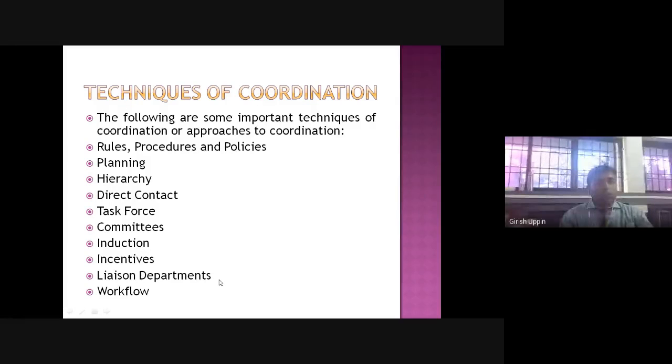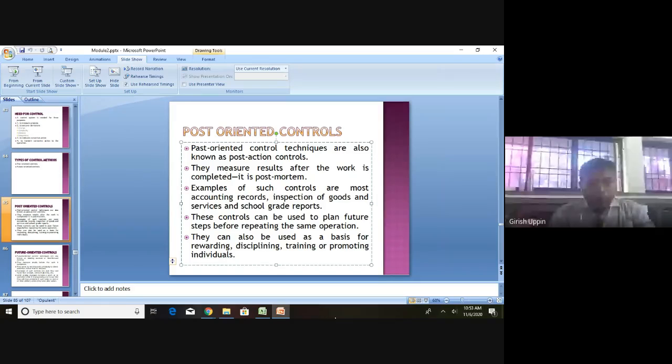Liaison departments work as an interface between two departments. Let us say two departments are in totally different domains, and they cannot interact. The third department we can create as a liaison department, which will work as an interface between them. Then the workflow. Whatever workflow you create is another way of coordination. That completes module 2.